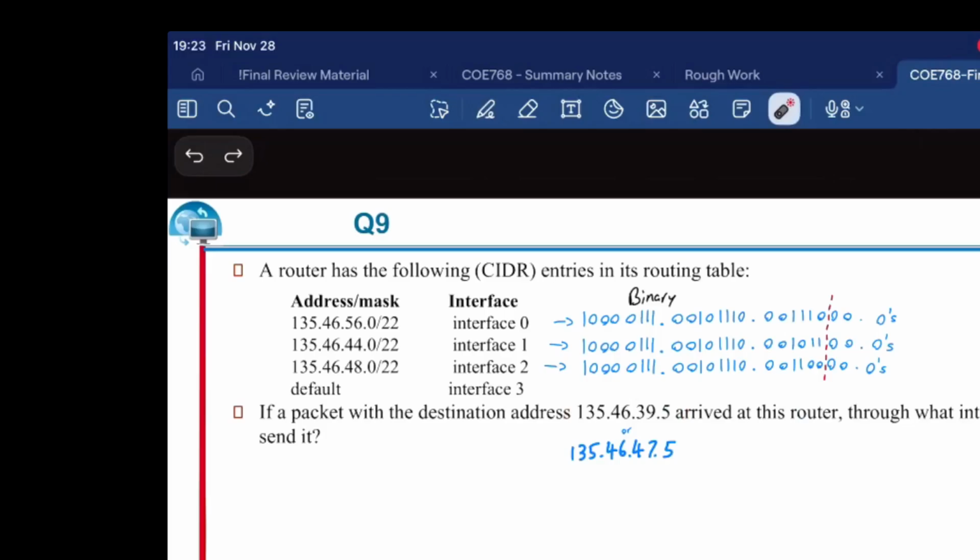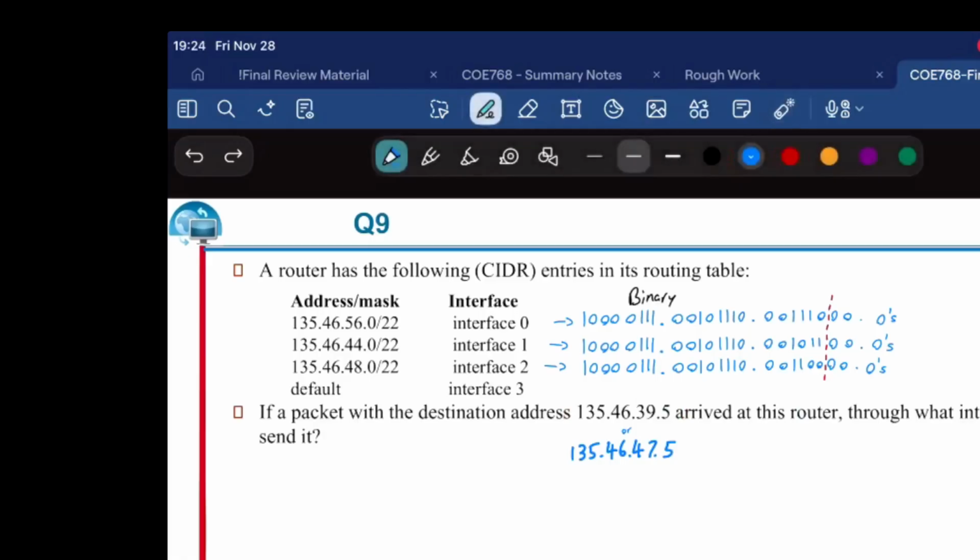And specifically for this, we can see that we have these binary conversions already. This is something you would have to do as well before answering this question. You would see that you would have to do the same thing with this, so converting 139.46.39.5 all the way down into binary as well.